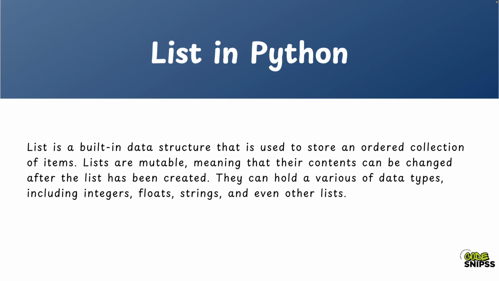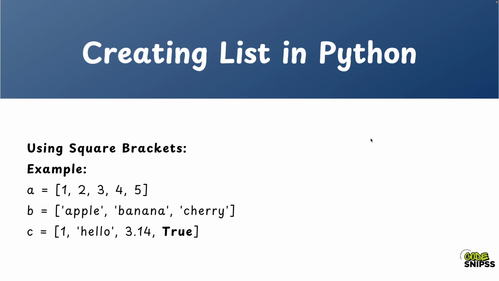And also we can store various types of data inside a single list, and we can also store other lists inside the same list. So let's see how this list is created. Basically, a list can be created in two ways. First of all, we can create a list by using square brackets.